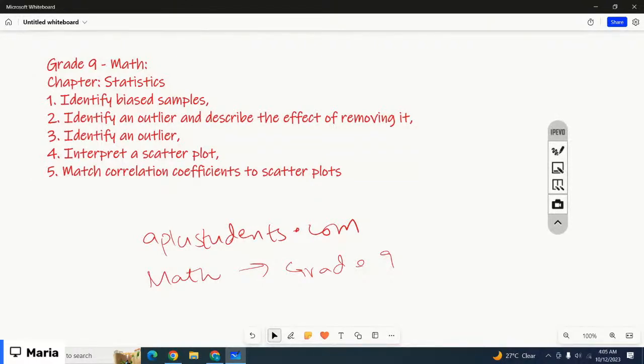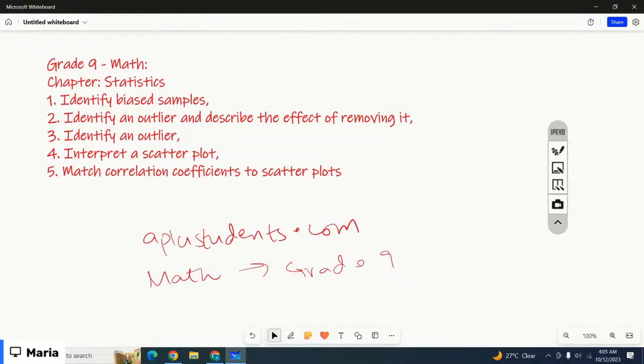We're going to start with the chapter statistics. The lessons we're going to cover today are identify biased samples, identify an outlier and describe the effect of removing it, identify an outlier, interpret a scatter plot, and match correlation coefficients to scatter plots. So let's start with the first lesson.